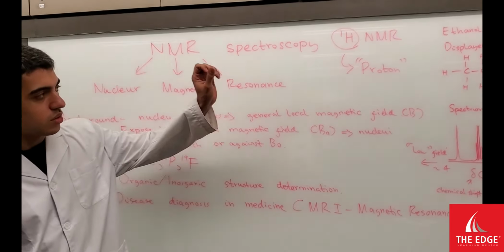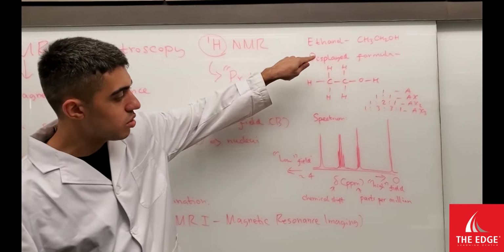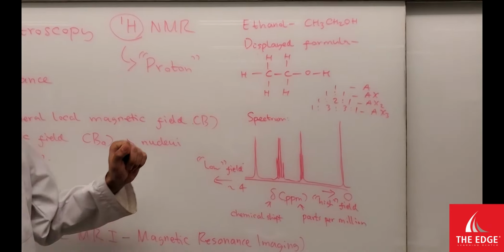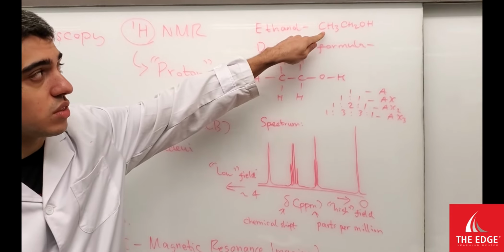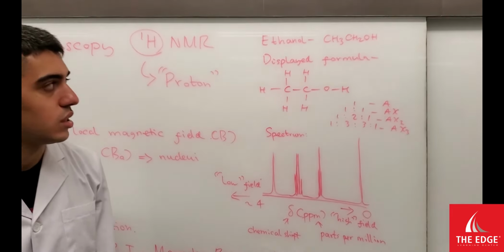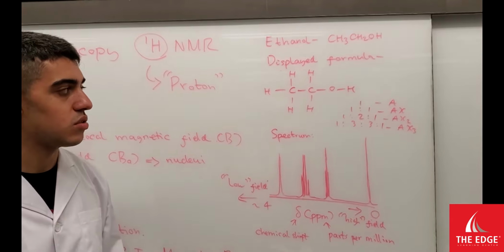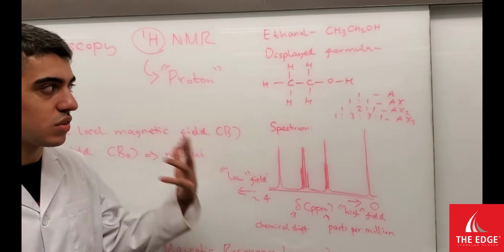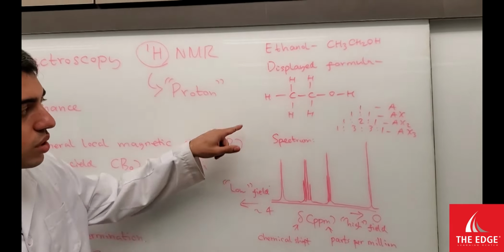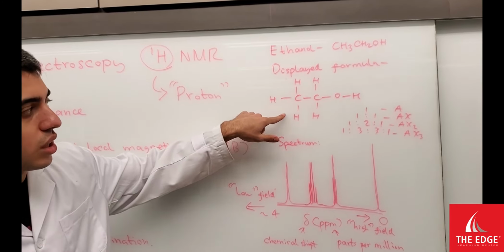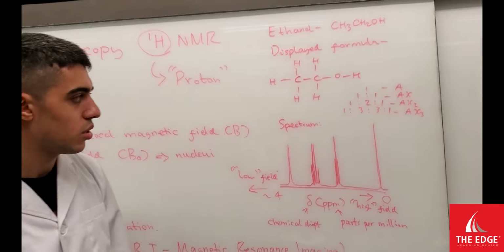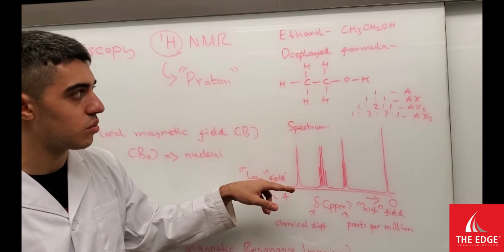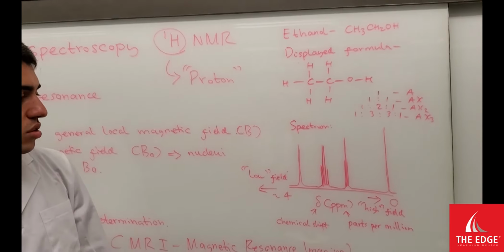I'd just like to discuss an example of using proton NMR to characterize a molecule. This is the molecular formula of ethanol, CH3CH2OH. Ethanol is a type of alcohol, okay? The homologous series of alcohols is CnH2n+1OH. So this is a 2-carbon molecule with one alcohol group. And this is a typical NMR spectrum we'll get if we're analyzing the protons in the ethanol.